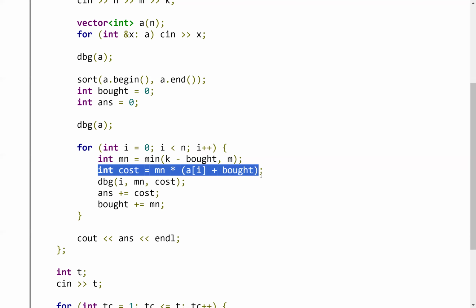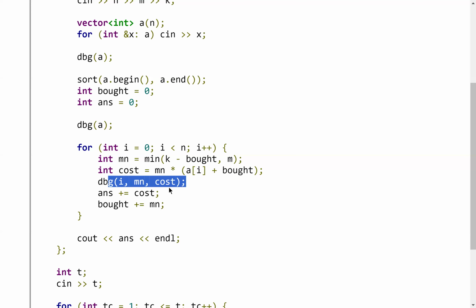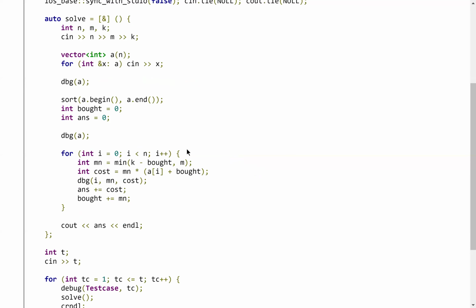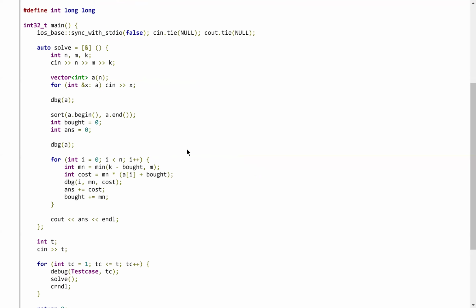The cost I will have for buying these MN tickets would be equal to MN into AI plus bot. That is basically, I've just written both the costs together. AI was the base cost and bot is the cost because of inflation. Ignore this DBG again. Answer has been incremented by cost, and bot plus equal to MN. Basically, since we have bought this many tickets, I'm incrementing the value of bot as well. And at the end, I'm printing answer. Okay, so guys, is it clear? Shall we move on to the next problem?